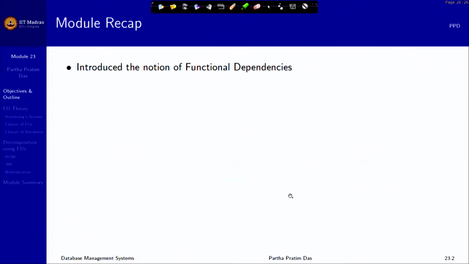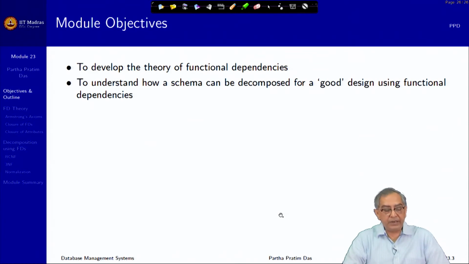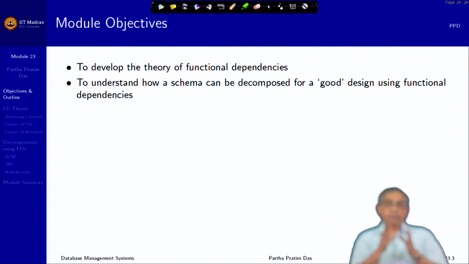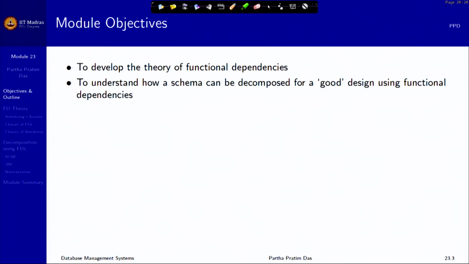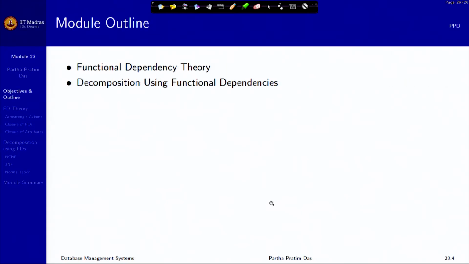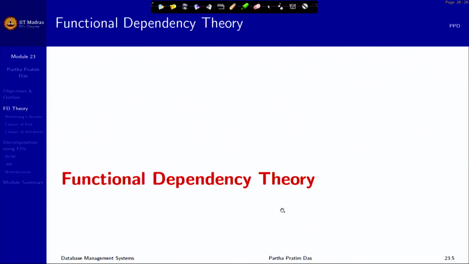We are discussing design issues for relational databases, and we have introduced the notions of functional dependencies and a few basic rules. We are going to develop that into a more complete theory and take a look at how a schema can be decomposed for good design using functional dependencies, and continue more on that in the next module as well. It is primarily first the functional dependency theory.